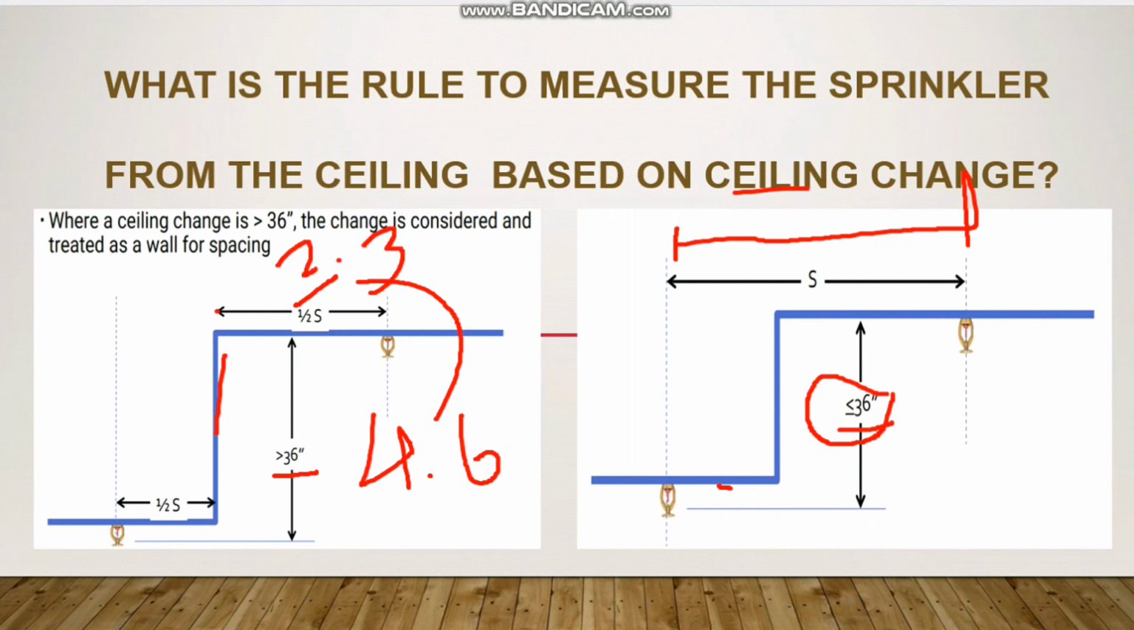Okay, so if it is more than 36 inches, then this should be considered as a wall, and we have to follow the rule of half of the maximum allowable sprinkler distance between the two sprinklers. We have to follow this rule. If it is less than 36 inch, then we don't need to consider this one as a wall. In this case we can maintain a maximum of 4.6 meter between the sprinklers.